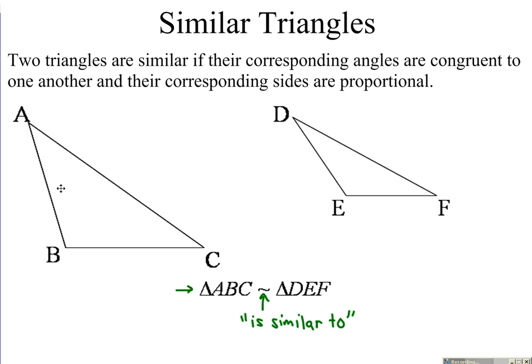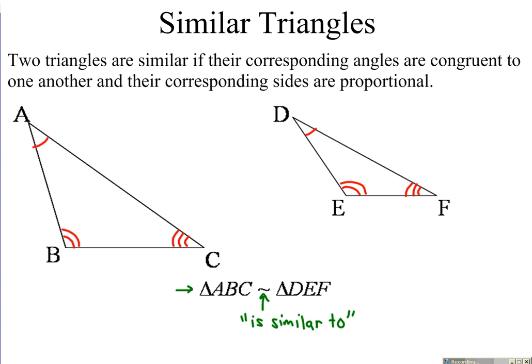Because this starts as triangle ABC, triangle DEF, that means angle A and angle D are congruent. The next letter that is given is triangle AB, triangle DE, so that means B and E are congruent. And finally, triangle ABC and triangle DEF, that means that C and F are congruent.